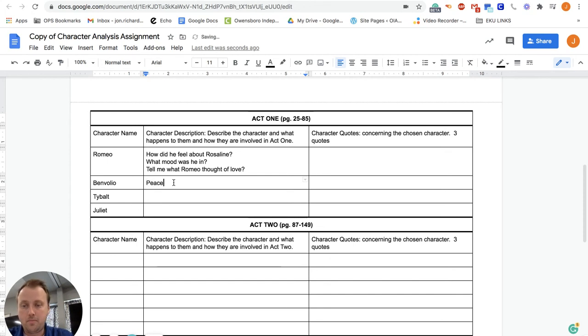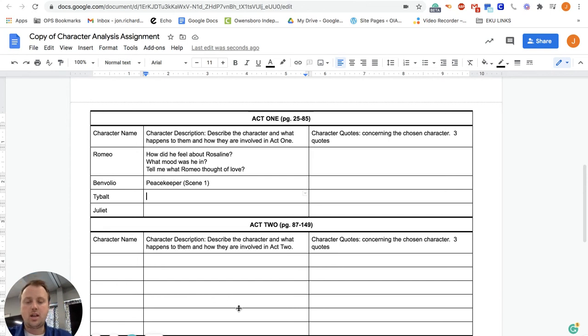In the second one, Benvolio, we can be a little bit shorter, but he is the peacekeeper, okay? Tell me how he's the peacekeeper, and that is in scene 1. And how does he try to keep the peace? What is he doing to try to stop them from fighting? Tell me about that. And also in scene 1, he approaches Romeo and tries to find out what's going on with Romeo. So how is he trying to keep peace with Romeo and keep peace with the Montagues and Capulets? Tell me about how he is the peacekeeper.